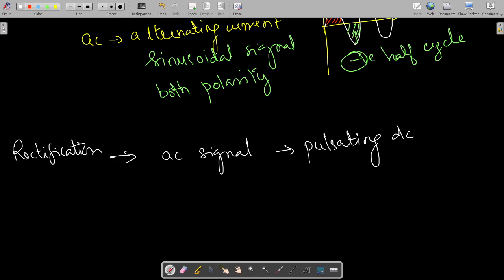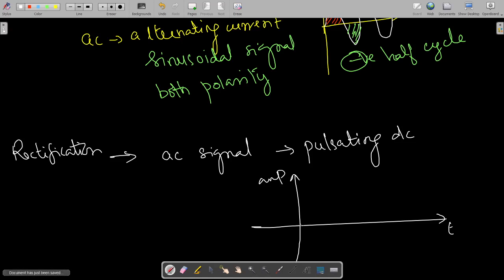What is the meaning of pulsating? It can be represented like this. You have the amplitude along the y-axis and time along the x-axis. It can vary something like this, but above the reference axis or the time axis. So it has only positive values, but it can also have variations. Then it is called a pulsating DC. So this is the definition of rectification.